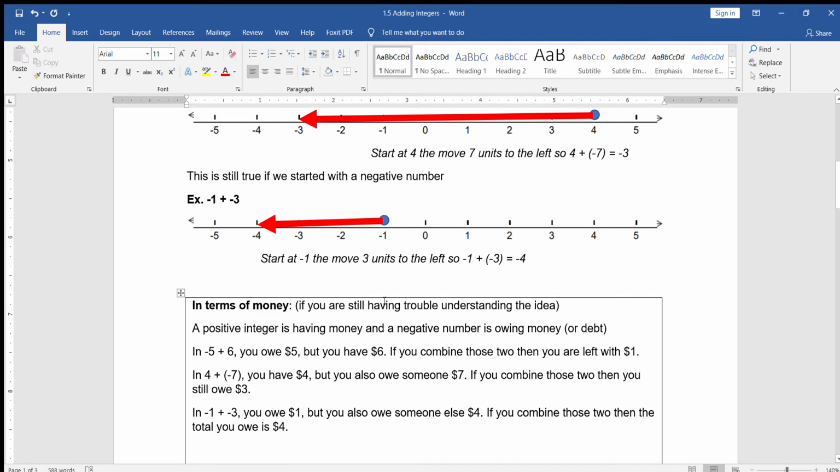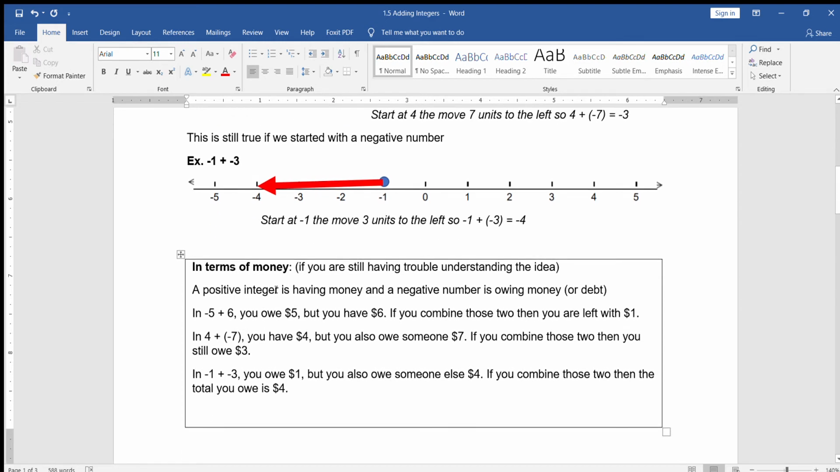In case you're still not able to visualize this problem, think in terms of money. A positive integer is like having money, and a negative number is like owing money, or debt. So in negative 5 plus 6, you owe $5, but you also have $6. If you combine those two together, you are left with $1.